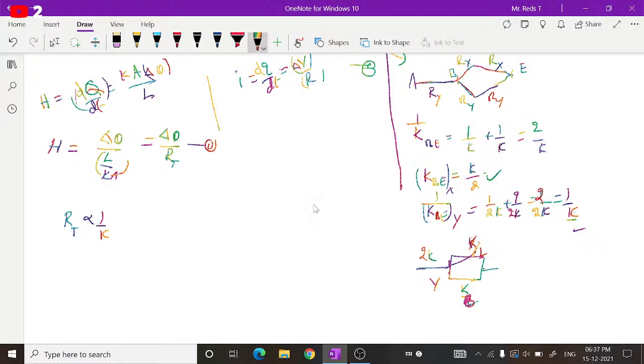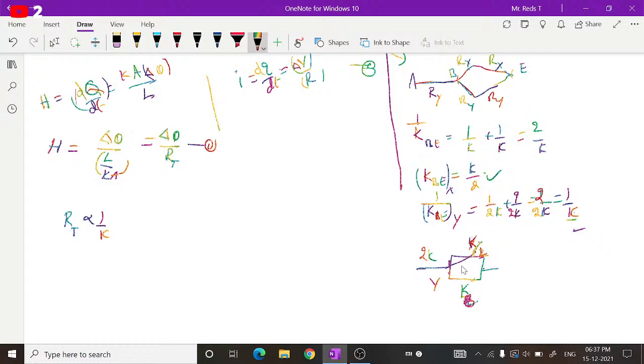Now these two are in parallel, but in terms of thermal conductivities, you have to add them directly. For the thermal conductivity part, it will be a series combination. So one is having K by 2 value, another is having K value.